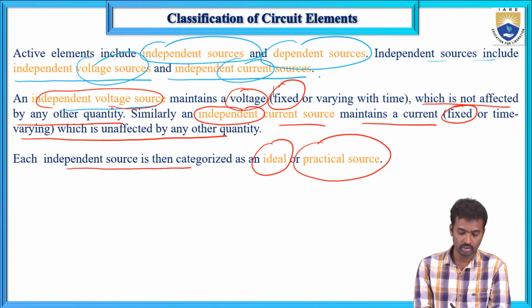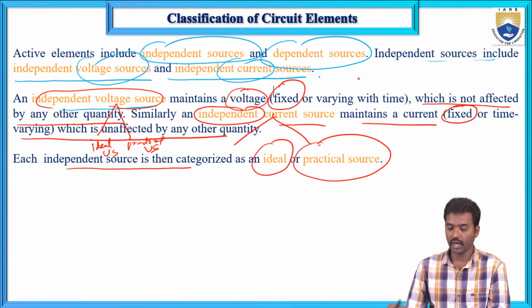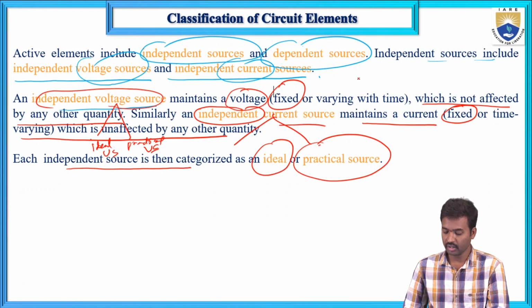Independent sources are divided into ideal voltage source and practical voltage source, and likewise ideal current source and practical current source.